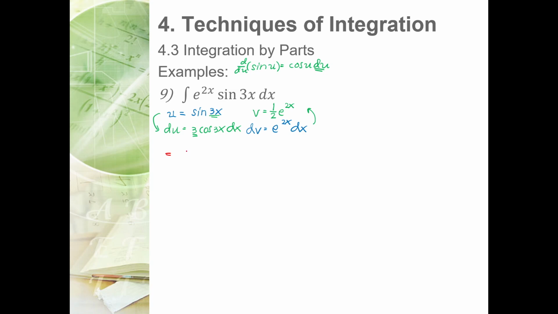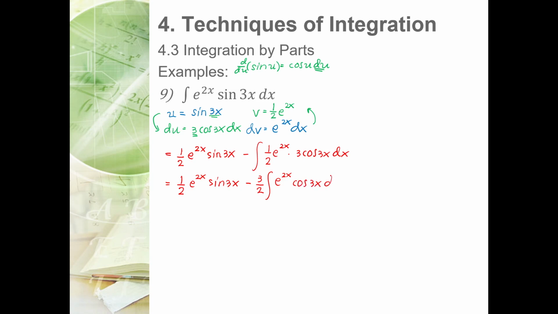Shortcutting the format, we just arrange it immediately. So uv is sine 3x then minus the integral of v du. That will be 1/2 e to the power of 2x times 3 cosine 3x dx. So notice again that it's still the same; we still need to utilize integration by parts. So let's factor out a constant, that's 3/2, times the integral of e raised to 2x cosine 3x dx.